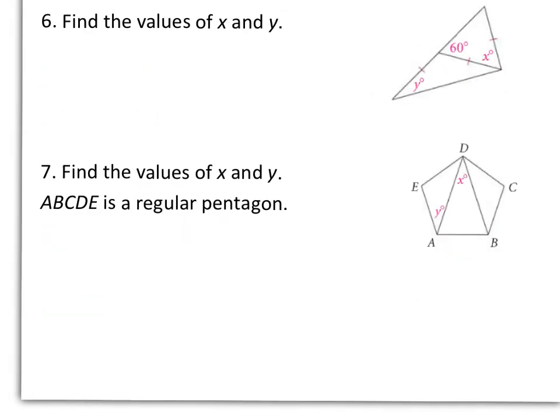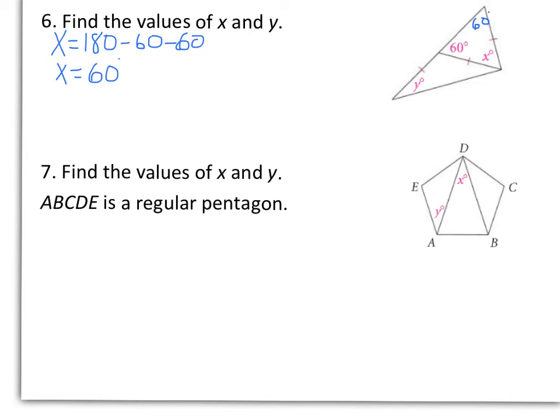Okay, number 6, we want to find the values of X and Y. So I'm going to start with the top triangle on the right to find the value of X. Well, I see that I have an isosceles triangle. So if one angle is 60 degrees, my other base angle will be 60 degrees. And if you recall, the three angles will add up to 180. So to find X, we can take 180 minus 60 minus 60, and we get that X is also 60 degrees. So we actually have an equilateral triangle there.